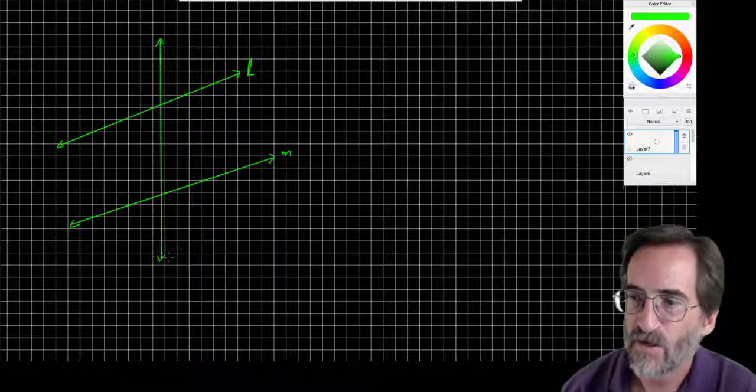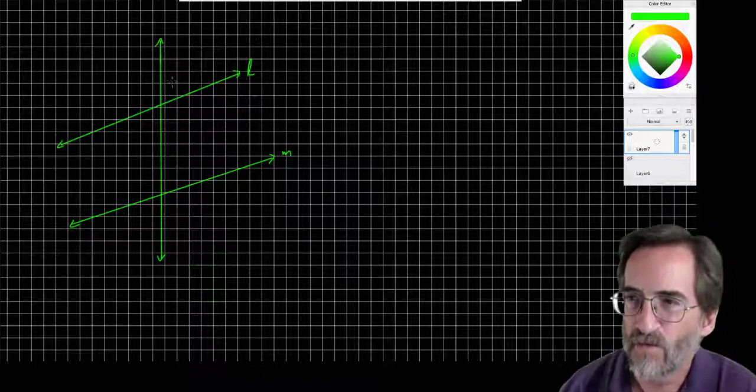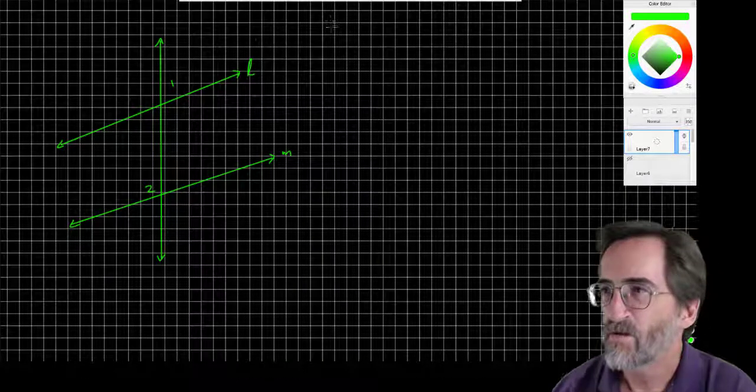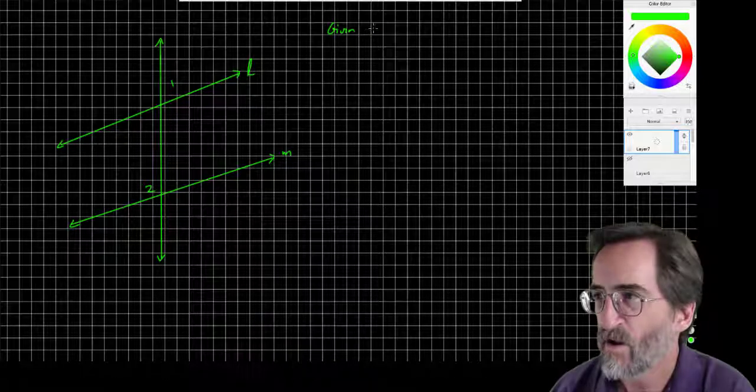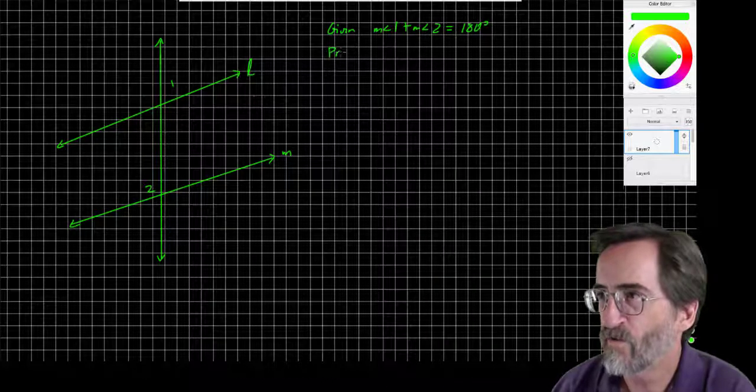We measure some angles and we discover that angle 1 and angle 2 are supplementary. So we're given the measure of angle 1 plus the measure of angle 2 is 180. And we want to prove L is parallel to M.